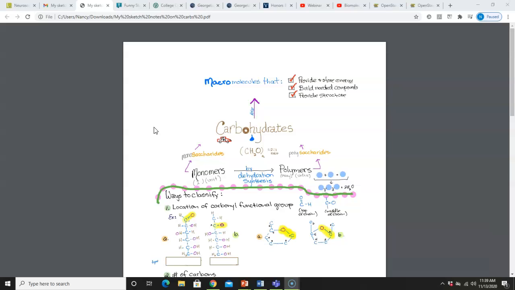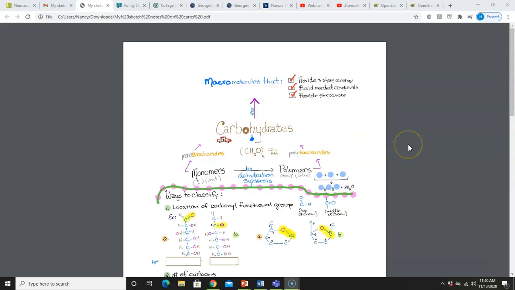And I have three of them here: providing energy, also storing energy, helping to build needed compounds in the body, so they serve as raw materials for that. And they provide certain structures, structural components that we're going to see.